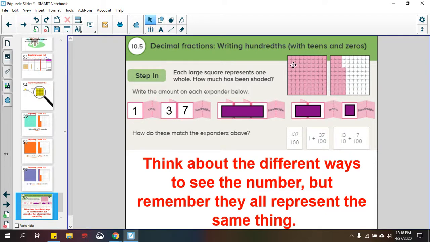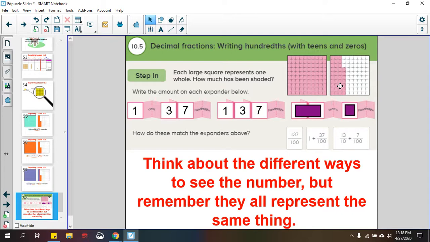Another way I could view this is I could just count all those little teeny tiny pieces, those little teeny tiny squares, and see how many are colored in. That would take a long time, but I could do it. And notice I'm going to have 137 hundredths. I'm going to have 137 of those little teeny tiny pieces, those little squares.